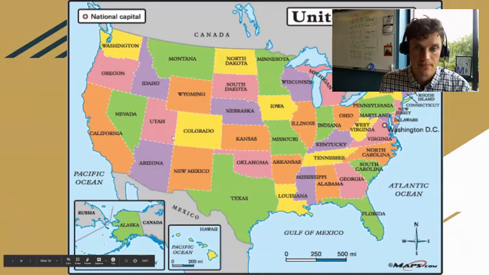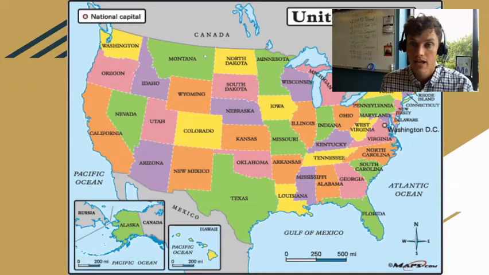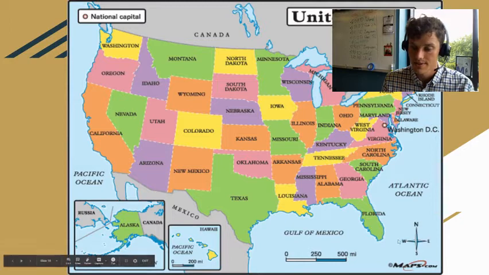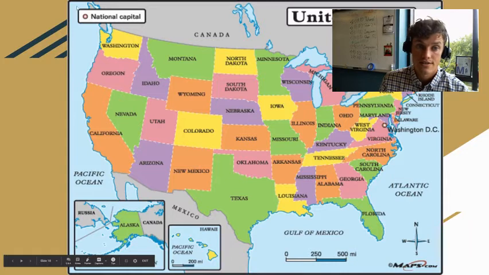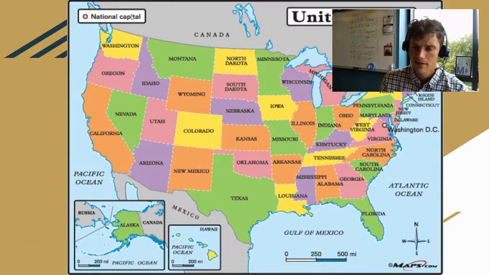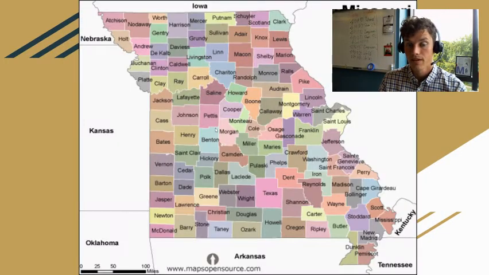Here is a political map of the United States. Notice the compass rose down here. Notice this map scale here so that we know that that amount of space on the map is actually 500 miles in real life. Here's the map key. It's real tiny. All you need to know is the national capital. That's it right there. There's not a lot going on with this map. There we go. And here's a political map of Missouri.